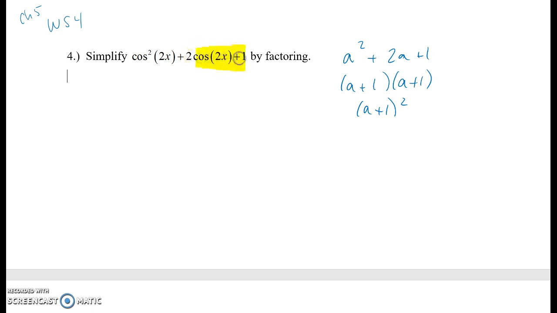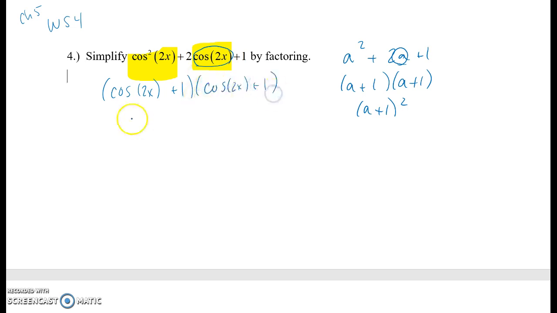this cosine, I went a little bit too far with that. The cosine of 2x is actually the variable in this problem. And when we see cosine of 2x squared, that is the variable squared. So you can treat the cosine of 2x like how we treated the a over here, meaning that this factors into cosine 2x plus 1 and cosine 2x plus 1, or we can write that as cosine 2x plus 1 quantity squared.